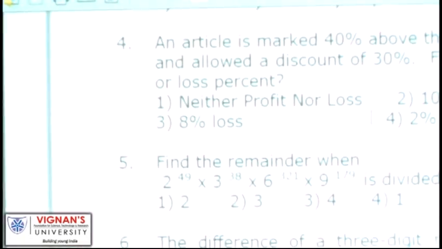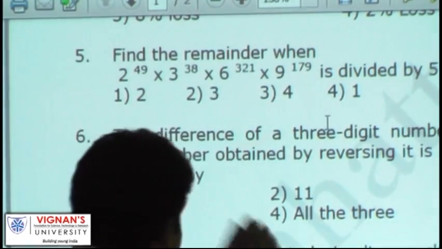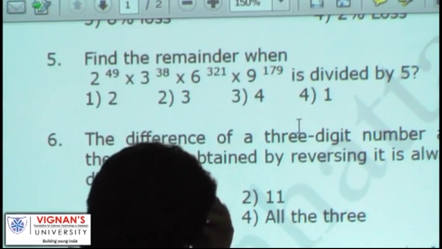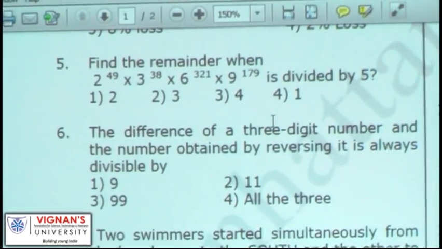Next problem. Find the remainder when 2 power 49 into 3 power 38 into 6 power 321 into 9 power 179 is divided by 5. Okay guys.